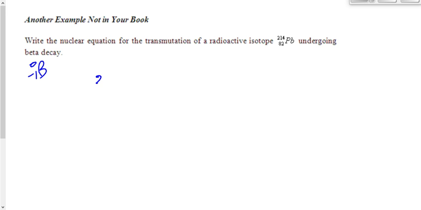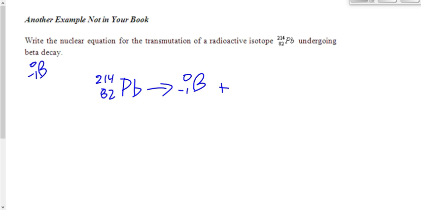We've got lead-214 undergoing beta negative decay. It's decaying into a beta particle. The beta particle isn't forming part of the parent or the reactants, using chemistry terms. Rather, it's forming part of the right-hand side, what's left over after everything happens. This beta particle, this electron, has been released from the nucleus. What do we have left in the nucleus?